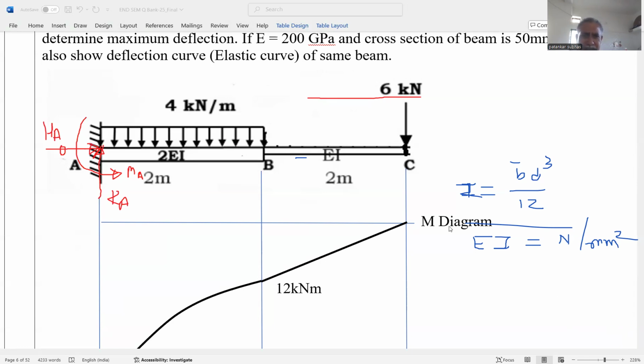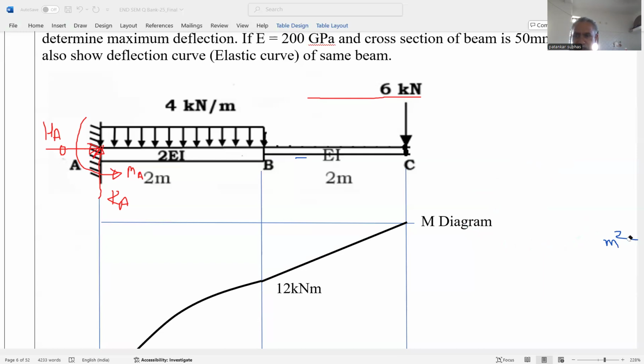Then moment at A is equal to 6 kilonewton multiplied by 4, perpendicular distance is 4. Then UDL, that is 4 kilonewton per meter acting over 2 meters. So 4 multiplied by 2 into CG of this rectangular UDL, that is 2 by 2. So it is 8 kilonewton meter. But this is the parabola. So this is the bending moment diagram, partly triangular and partly parabolic.